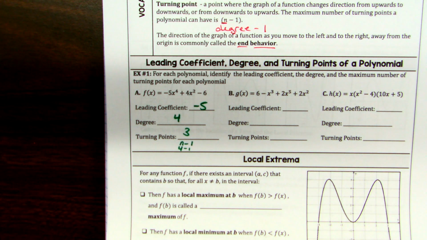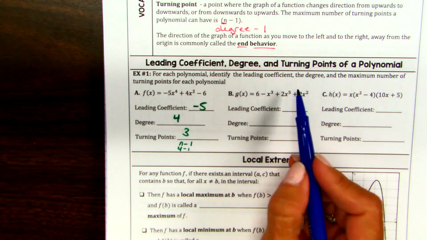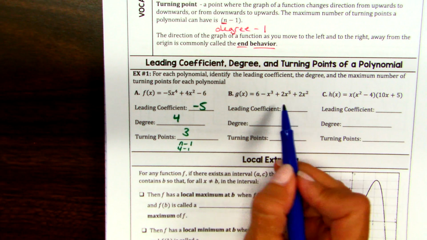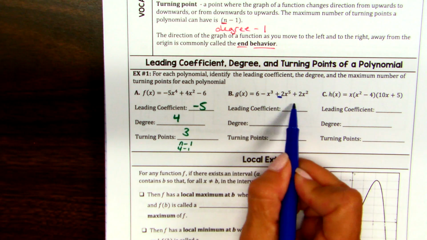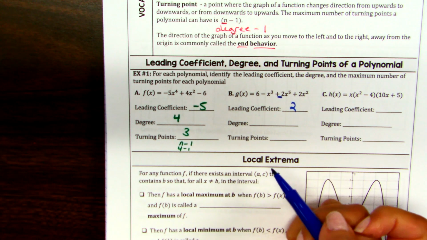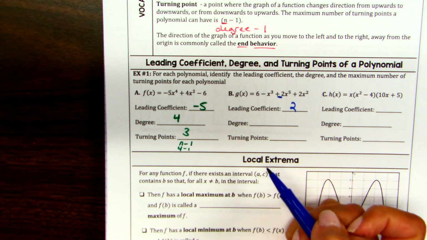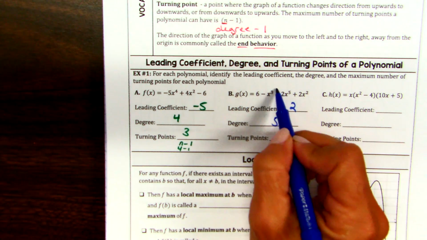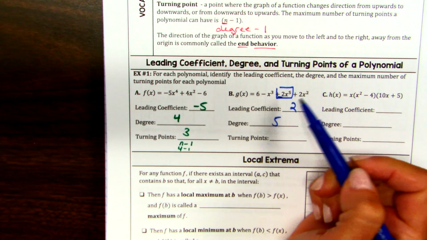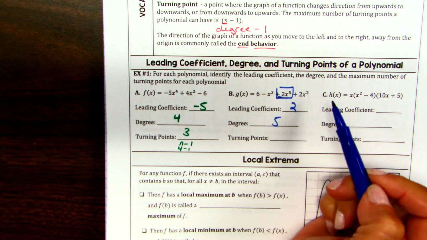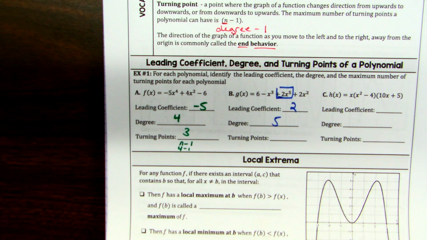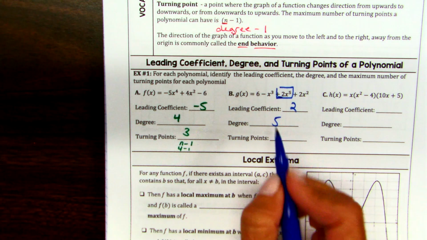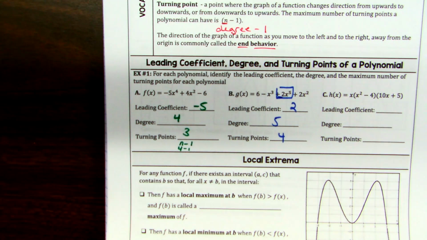If you look at g of x, it's not in standard form, right? It's all out of order. The leading coefficient would be 2, so sorry. What would the degree be? Help me. 5, right? Even though this one isn't first, it's still the leading term. It's just out of order. So how many turning points? Oh, sorry. 4. 4 turning points. Our degree minus 1.